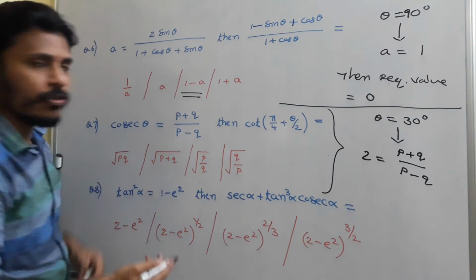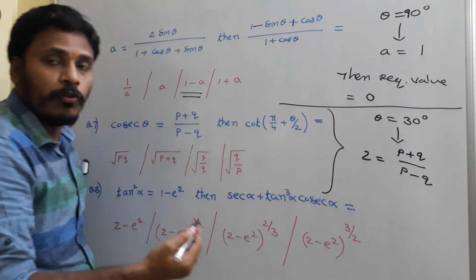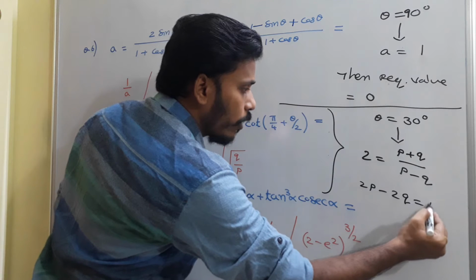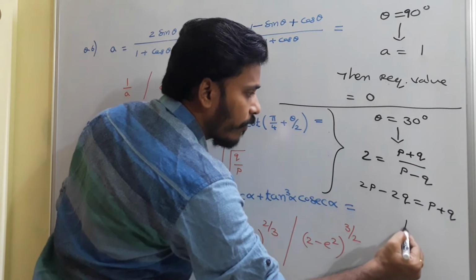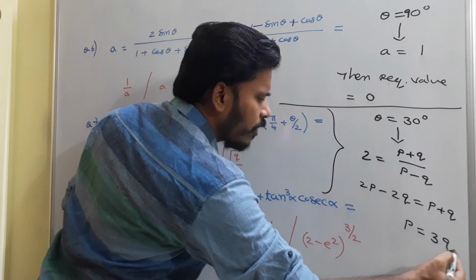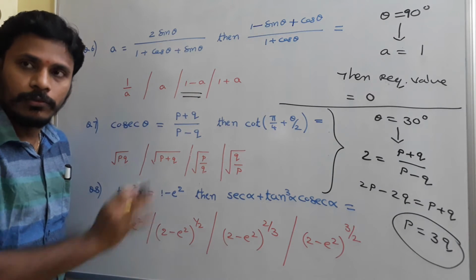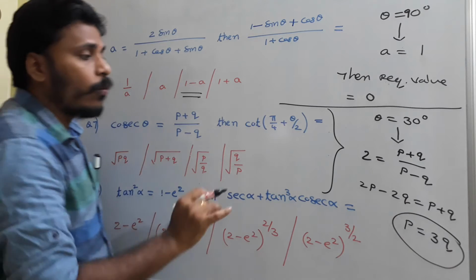Okay, you just simplify it and get a relation in terms of p and q. 2p minus 2q is equal to p plus q, and when you solve, you will get p equals 3q from here. Okay, p is equal to 3q, right? Just leave it now. Then what do you need to find?